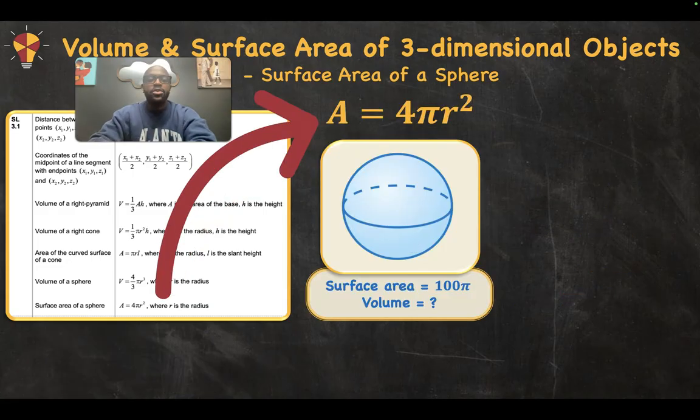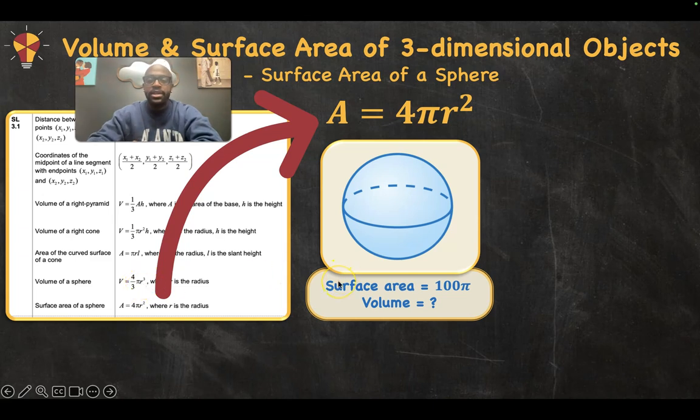Now, these are questions that you're more likely to see on your assessment. What if I tell you the surface area is 100 pi? And I want to know the volume. So we know the volume is 4 over 3 times pi times r to the third. 4 over 3 is just a number. Pi is just a number. Now r to the third. So all we need is the radius.